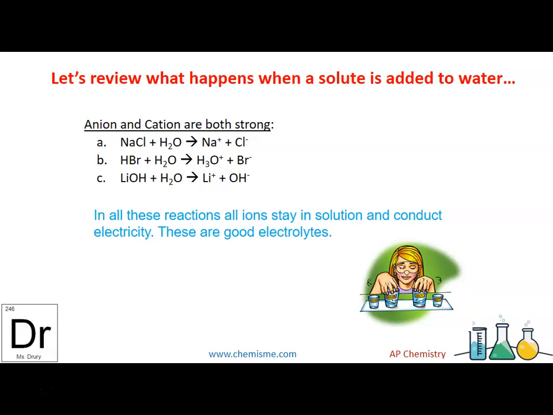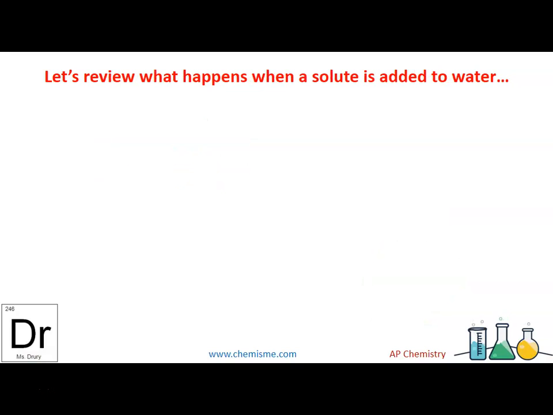In all these reactions, the ions stay in the solution and they can conduct electricity. They are good electrolytes, that's why we say that they're strong. But what happens when we add an ion that's weak to the water?